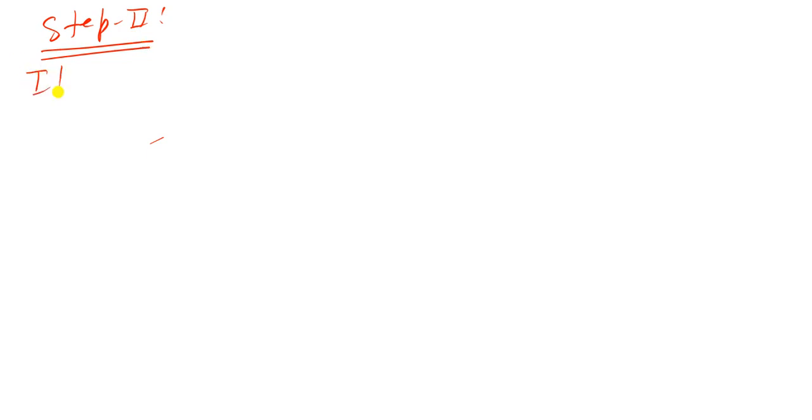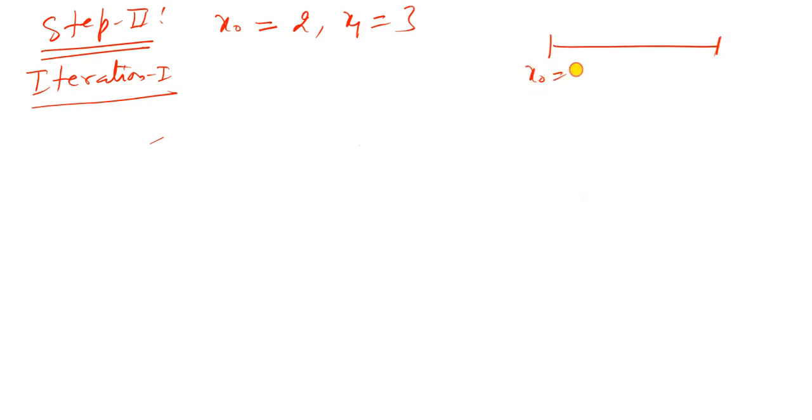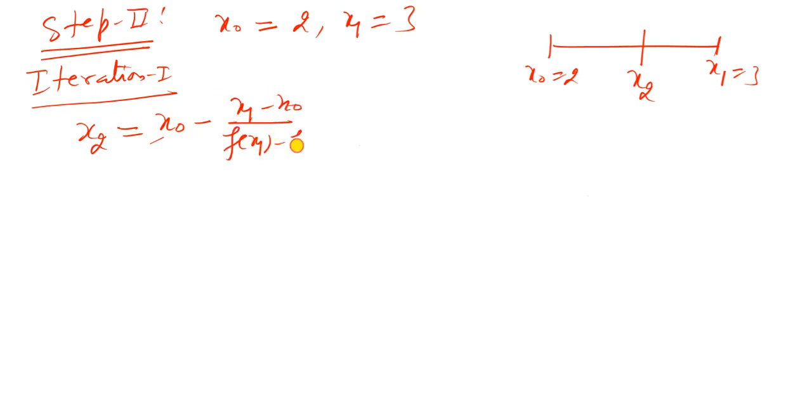In iteration 1, here x0 is equal to 2 and x1 is equal to 3, and we compute the first approximation which is denoted by x2. So using the regula falsi method, the first approximation x2 is equal to x0 minus (x1 minus x0) upon (f of x1 minus f of x0) multiplied by f of x0, and substitute all the values here.